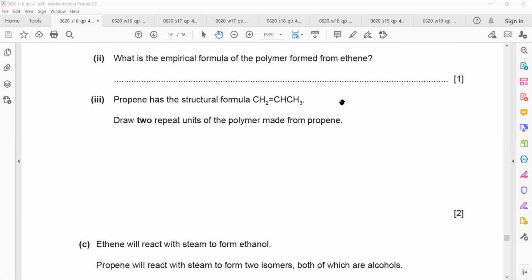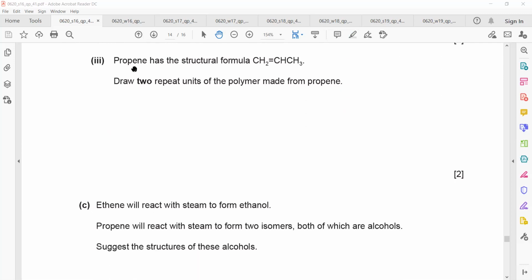Now, in this question, propene has a structural formula. The structural formula of propene is given. Draw two repeat units of the polymer made from propene. But first, before drawing a polymer, we should rearrange the structure of the monomer. This is a monomer. So the first thing we should do is rearrange.